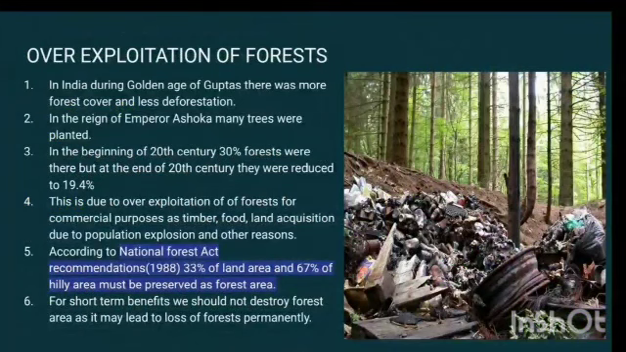Over-exploitation of forests. In India, during the golden age of the Guptas, there was more forest cover and less deforestation. In the reign of Emperor Ashoka, many trees were planted. In the beginning of the 20th century, 30% of forests were there, but at the end of the 20th century, they were reduced to 19.4%. This is due to over-exploitation of forest for commercial purposes such as timber, food, and land acquisition due to population explosion and other reasons.